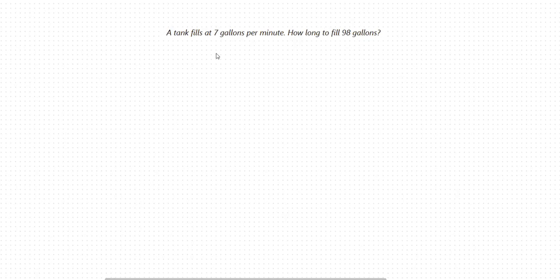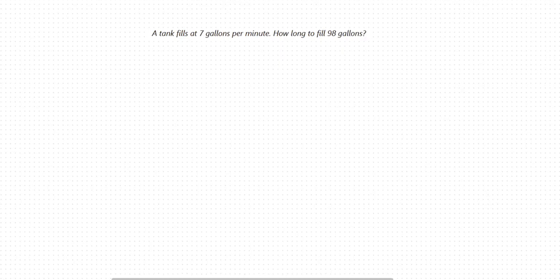The problem is a tank fills at 7 gallons per minute. How long to fill 98 gallons? Okay, so before we break it down, let's think a little bit about the strategy of a word problem. When you see a word problem, you have to carefully read it. Okay, let's carefully read this problem.